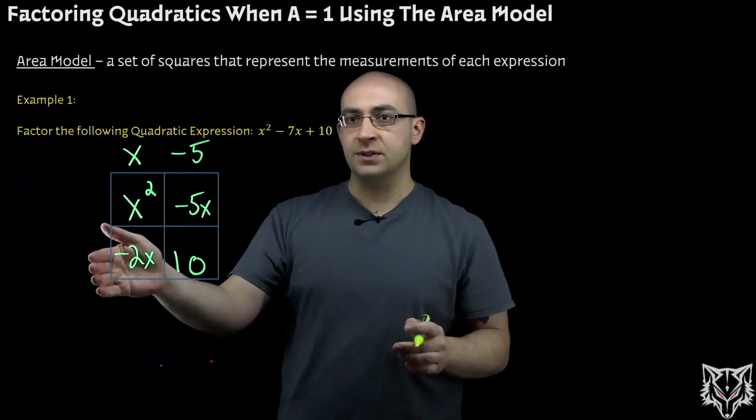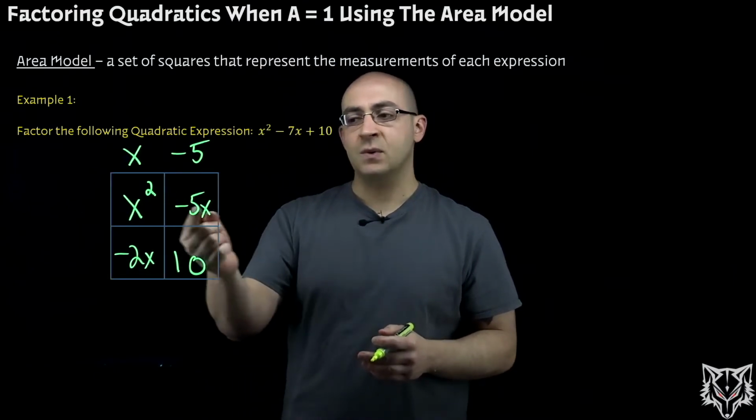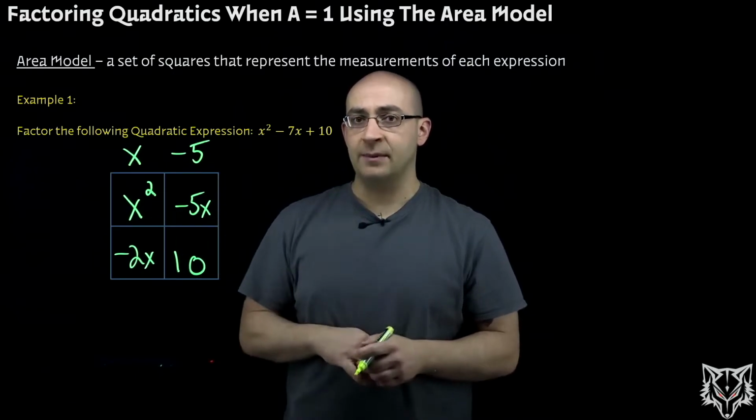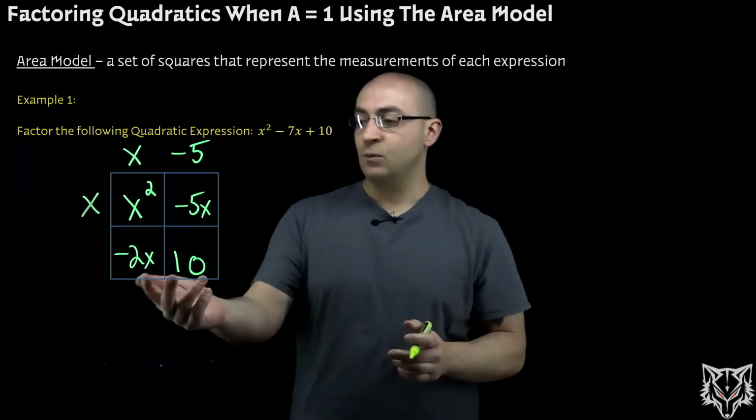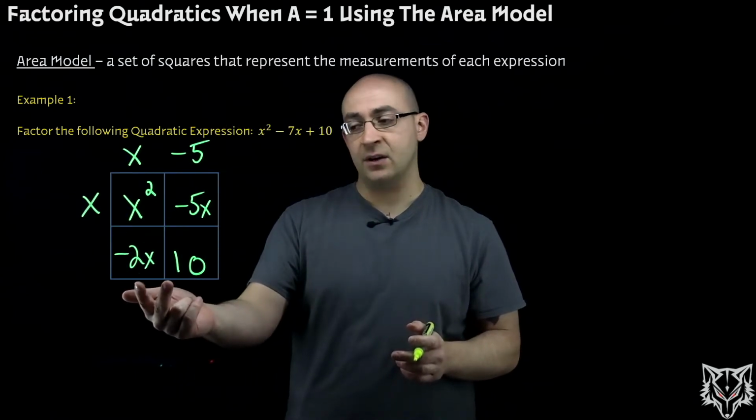Now we're going to go towards the other side here. X squared and negative 5x. Well, what do they both have in common? They both have an x in common. So I'm going to take that x out and write it to the side. And then we'll finish this off with the last two sets here on this bottom row.